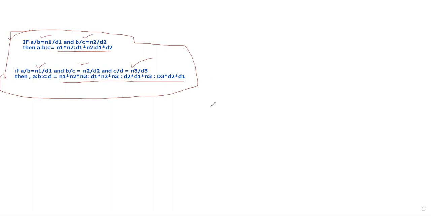Okay, so now let me write down here in this clear screen. My dear friends, I wrote a question here in this clear screen. Read this question. The question says the ratio of A is to B is 1 is to 3, and B is to C is 2 is to 5, and C is to D is 2 is to 3. Then you have to find the value of A is to B is to C is to D.